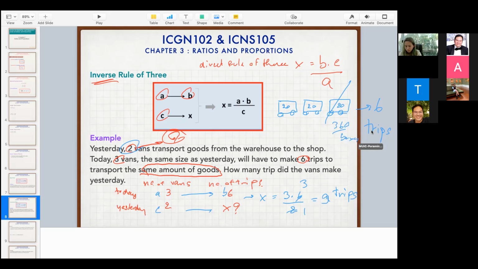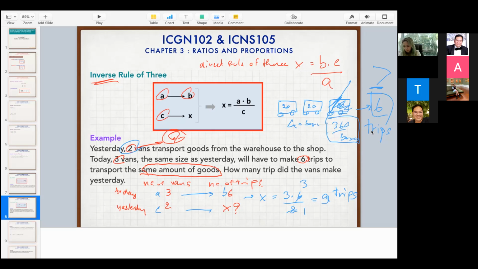But yesterday, we had just 2 vans. That means on 1 trip, you carry 40 boxes only, right? In order to carry 360 boxes, you have to use more than 6 trips for sure because 1 van is broken, let's say. It must be more than 6 trips for sure. So our answer of 9 trips should be okay, because it's more than 6 trips, as 1 van is broken or whatever reasons.